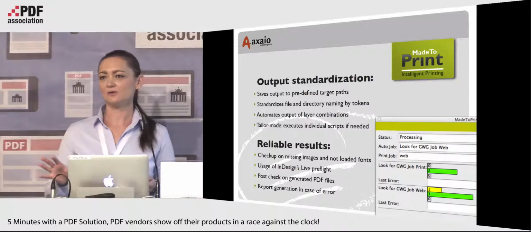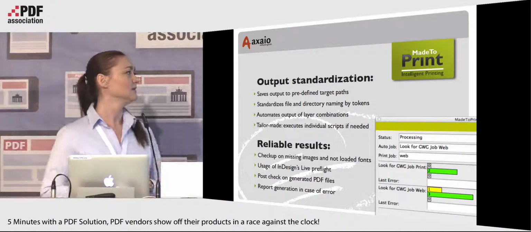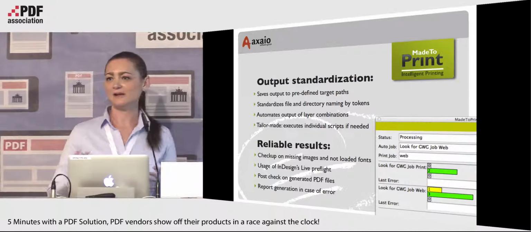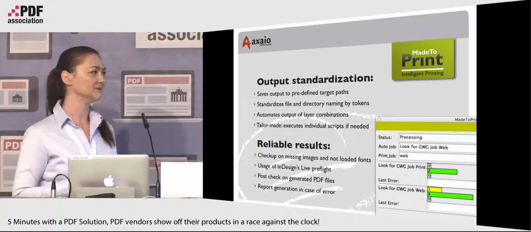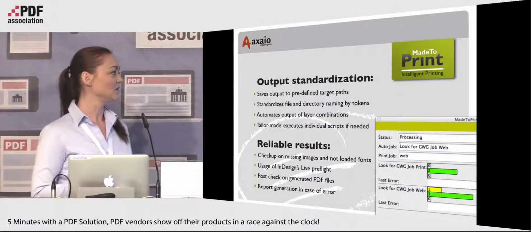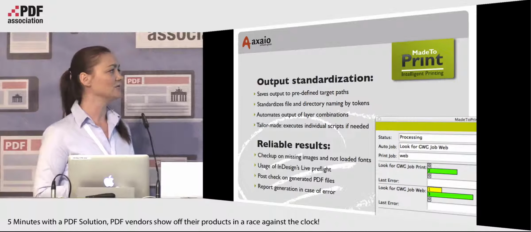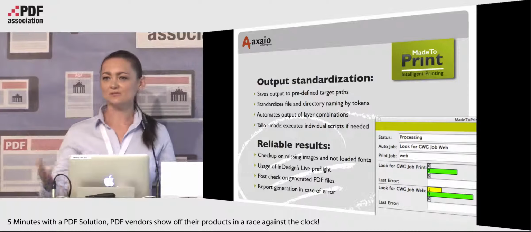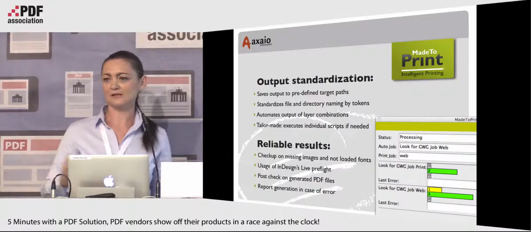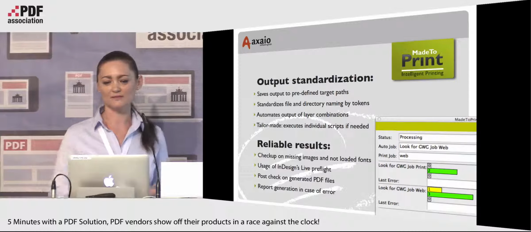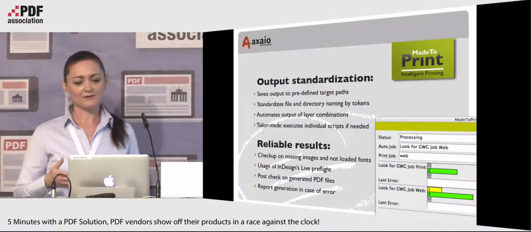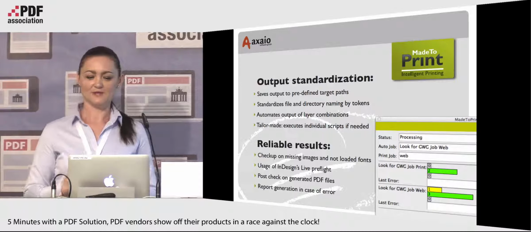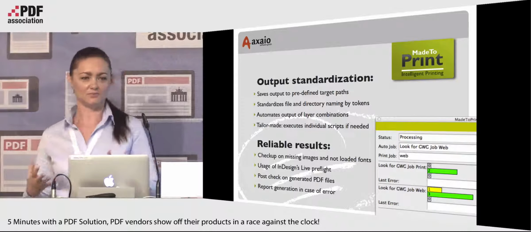The standardization we achieve by different features, as for example, that we save the output to predefined target paths. You can choose file and folder naming conventions to standardize this step in your output process. You can output layer combinations in one job so that you save time if you have them. You can use your own scripts if you have them to tailor-make your workflow, everything from within Made to Print. And on the other hand, we also have safe control, so checkups on missing images and not loaded fonts. You can use InDesign's live preflight from within Made to Print.